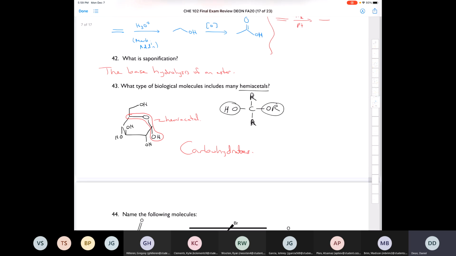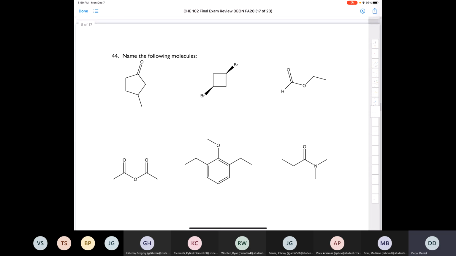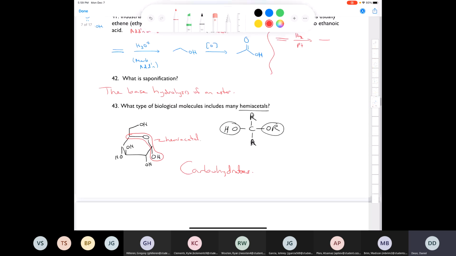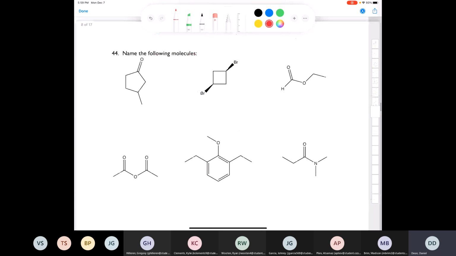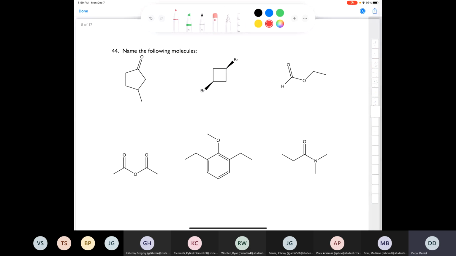All right. Keep tracking here. Name the following molecules. I don't know. Some of these are great. Just kind of food for thought here. Let's see here. Did you notice that no, I guess the order's correct. 43, 44. Okay, the first one, the parent, it's got 5 carbons. It's a ketone. So this is a cyclopentanone, and we've got 1, 2, 3. We've got a methyl in the 3rd position. So this would be 3-methyl cyclopentanone.